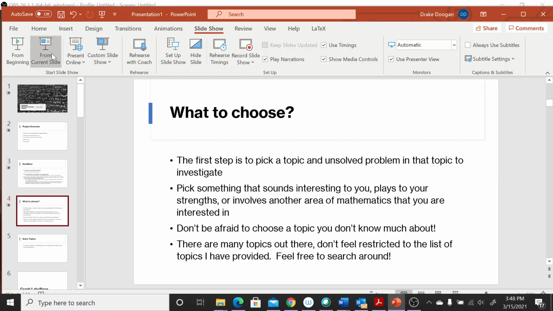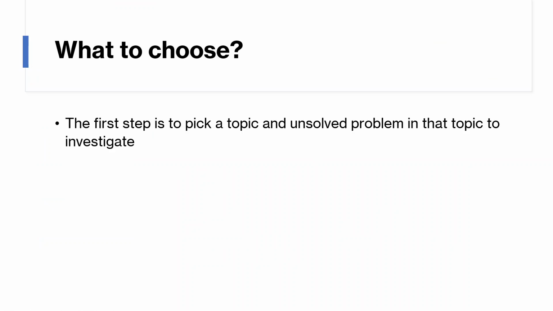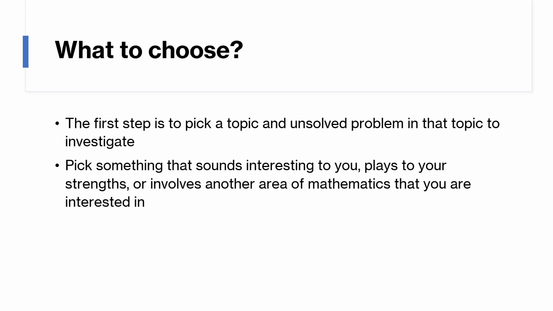All right, in this video, I'm going to help give you some ideas of things to choose for your project. What sort of unsolved problems, what sort of topics will you work on? So the first step is to pick an unsolved problem in a topic to investigate. You should pick something that sounds interesting to you, plays to your strengths, or involves another area of mathematics that you're interested in.